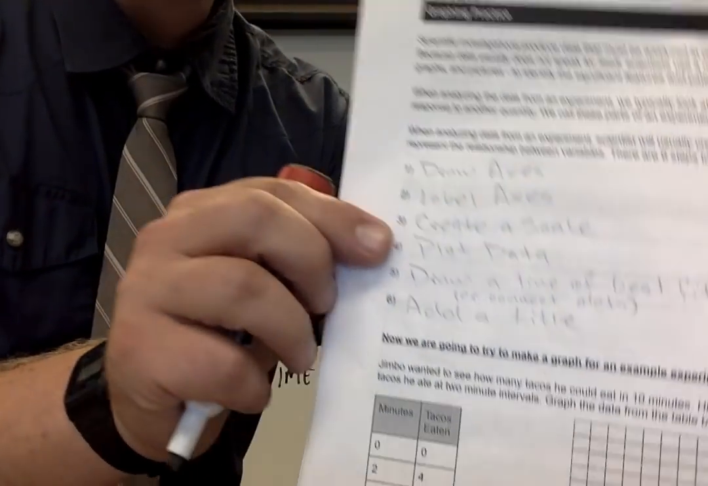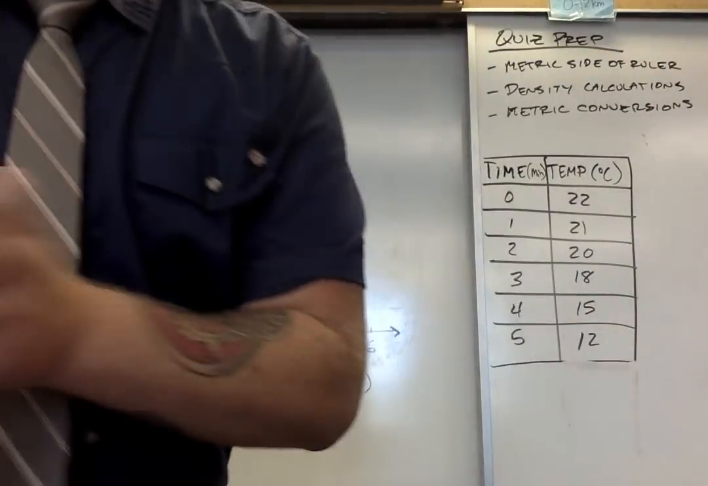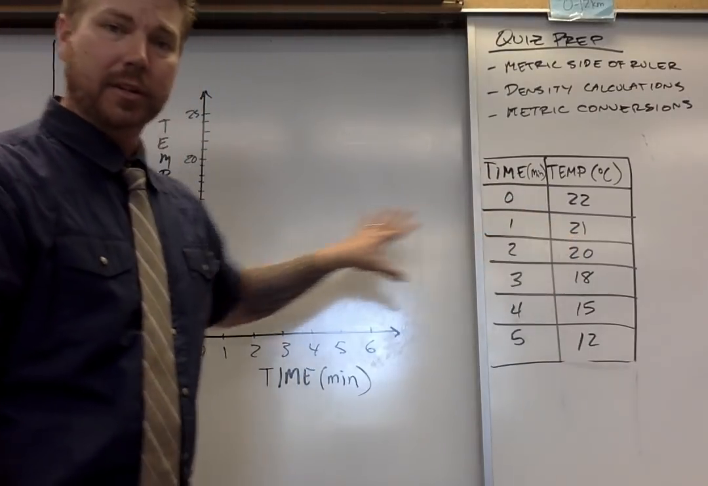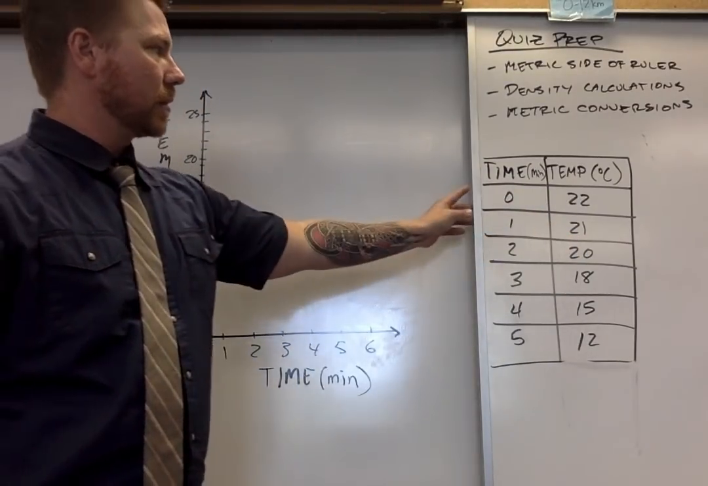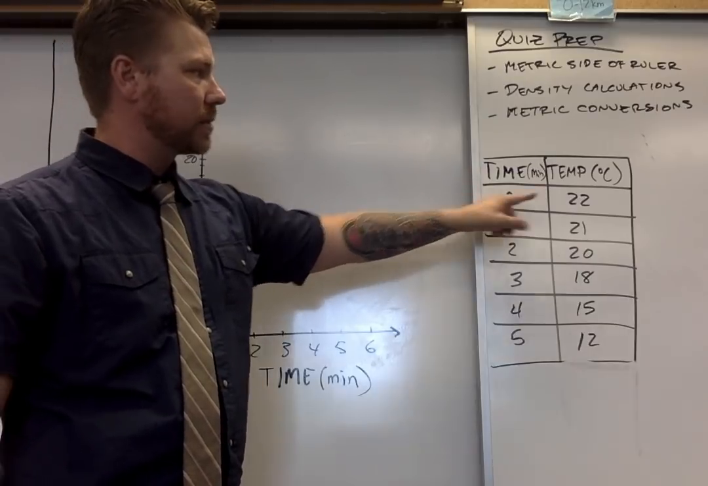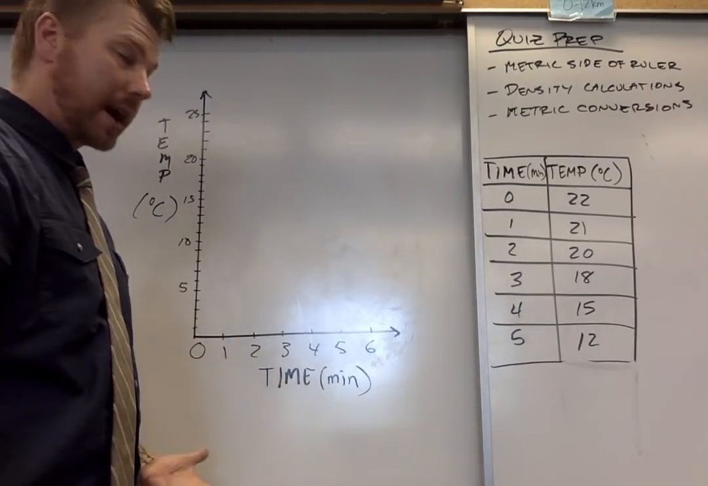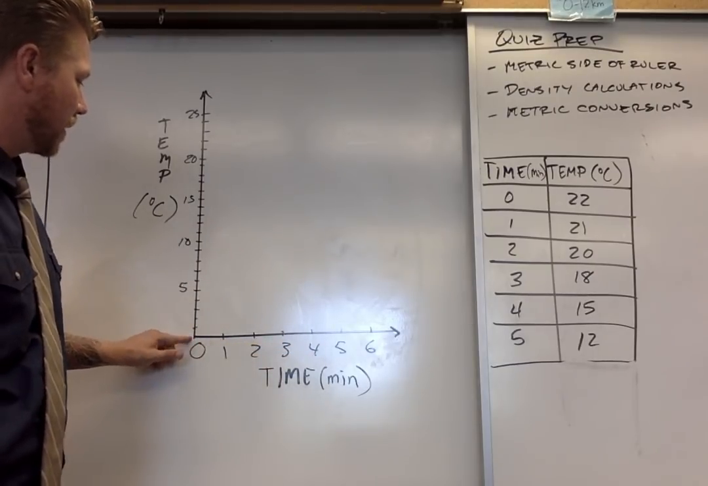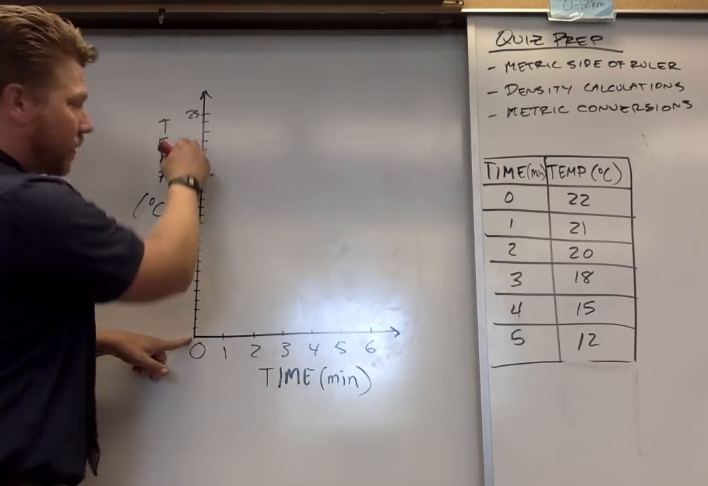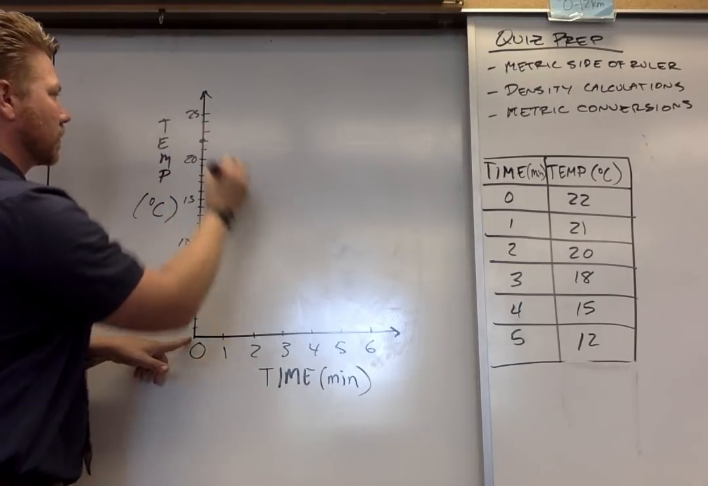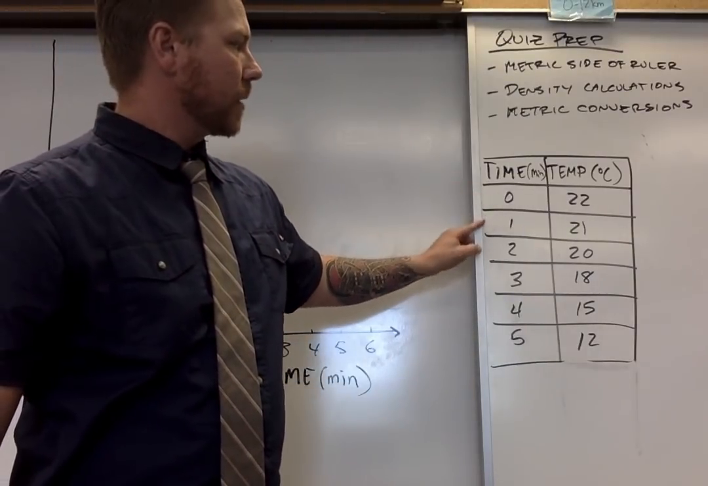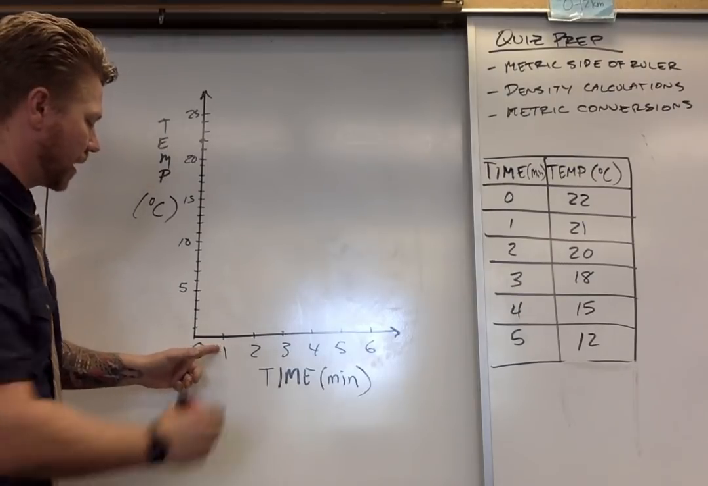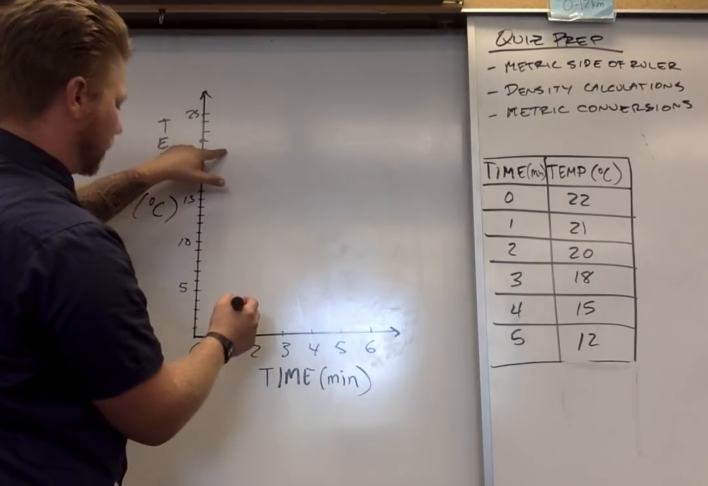Number 4 is plot data. What's my data? It's right here. So now I get to put this information onto my graph. So my time, I have 0 minutes, and what is my temperature? 22 degrees. So how do I plot that? I go to 0 minutes on my horizontal axis, and then I find out, okay, where's 22 degrees on my vertical axis? I'm going to put a mark there. Okay. Next, at 1 minute, it was 21 degrees. So I go to 1 minute on my horizontal axis, and I go to 21 degrees on my vertical axis.